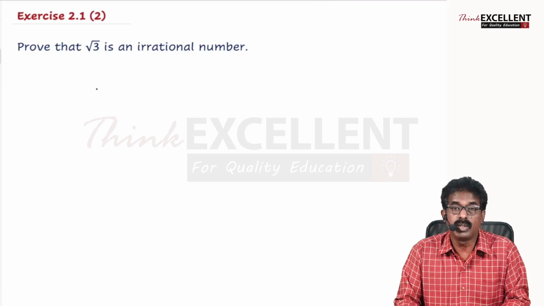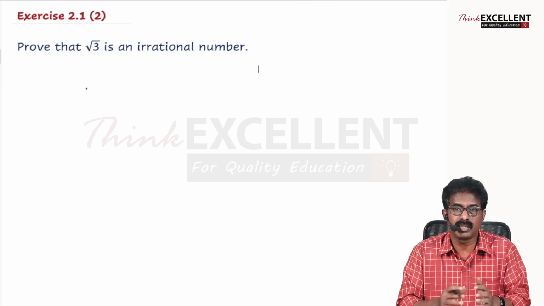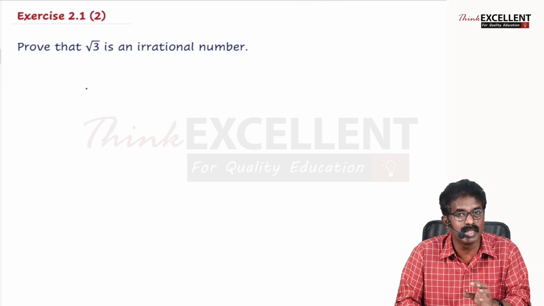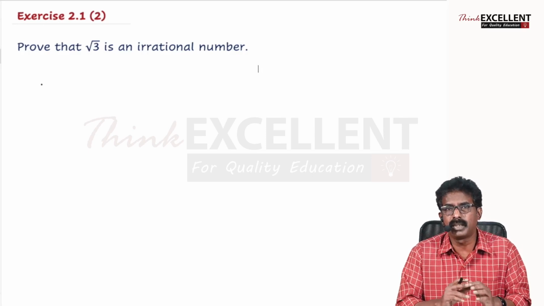Okay, listen here. Root 3 is an irrational number. Like this, they can ask any question. Root 3 is irrational, root 2 is irrational, root 5, root 7, any question they can ask. For everything, the method is same. So try to understand carefully, okay? So the proof is a little bit different.